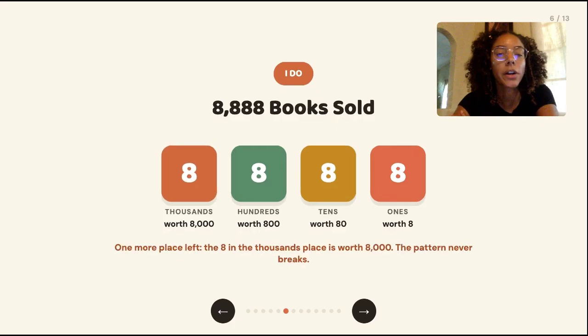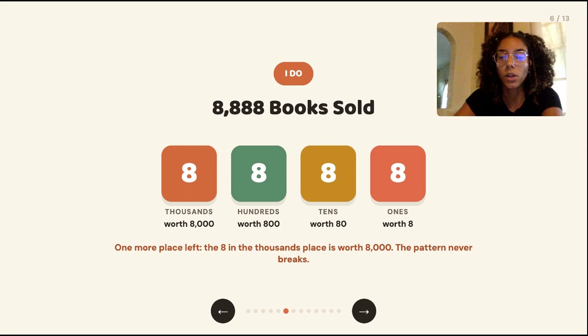Let's go back to our 8,888 books. I'm going to break this apart myself, one place value at a time. Let's start on the right and I'll talk you through my thinking. The 8 in the ones place is worth exactly 8. Move over one place to the left and the 8 in the tens is worth 80. That is 10 times bigger.